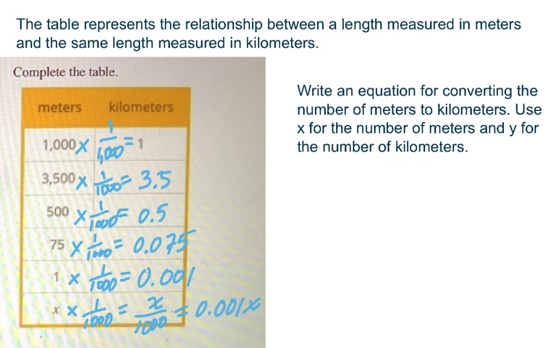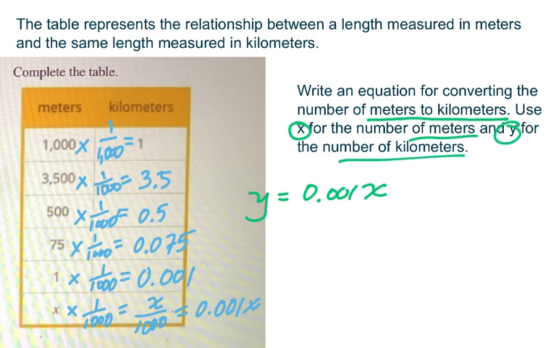When we get to the question, it says write an equation for converting the number of meters. So we're going from meters to kilometers. X will be the number of meters and Y will be the number of kilometers. So anytime that we take a value for X, what we now know is if we multiply it by 0.001, it will give us the number of kilometers, which we can represent with the variable Y.